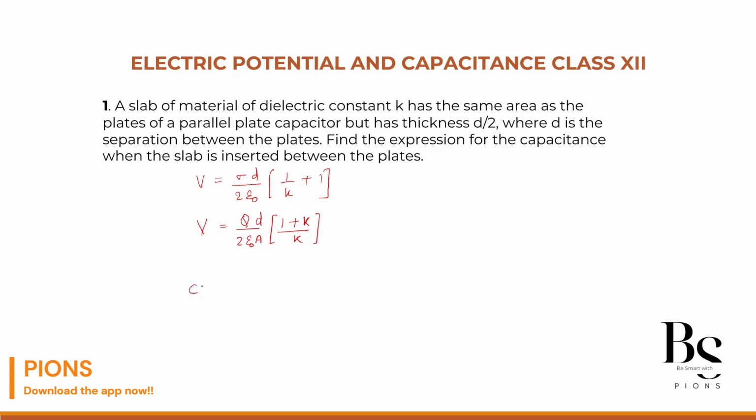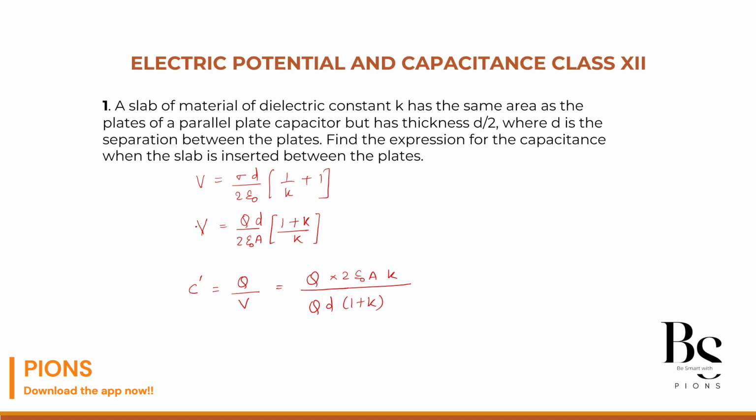Now we can find the new capacitance. The new capacitance will be C dash, that will be equals to C equals to what? Q upon V. So let's divide charge upon V. What is V? Let me substitute here, it will be Q upon QD into 1 plus K will go in the denominator, and the remaining part will go in the numerator, so into 2 epsilon naught A into K.